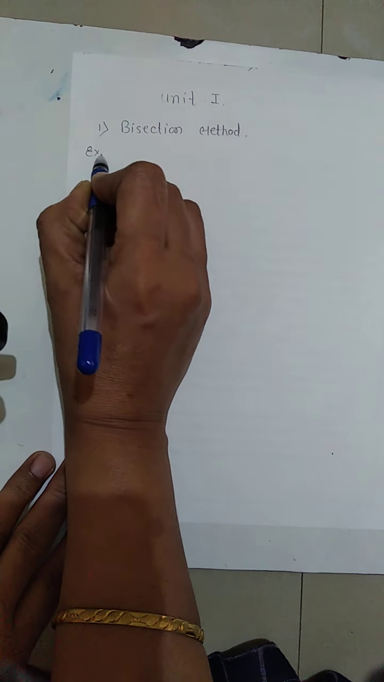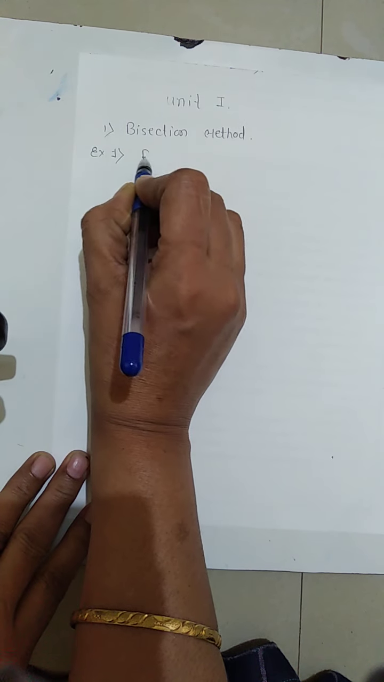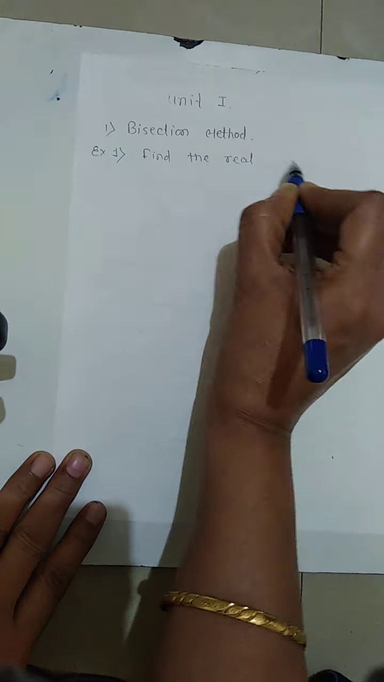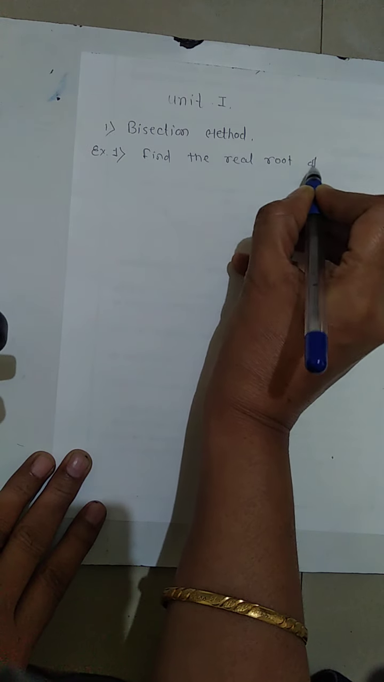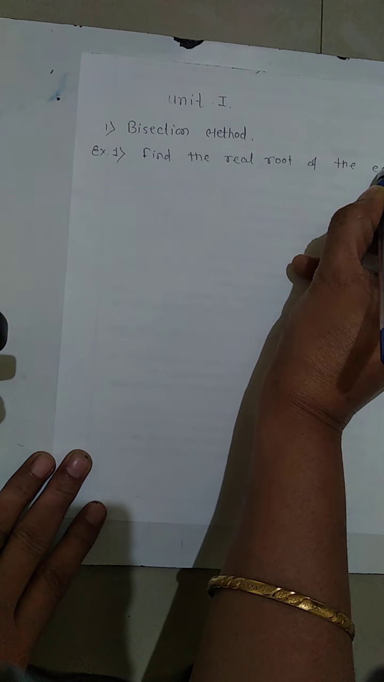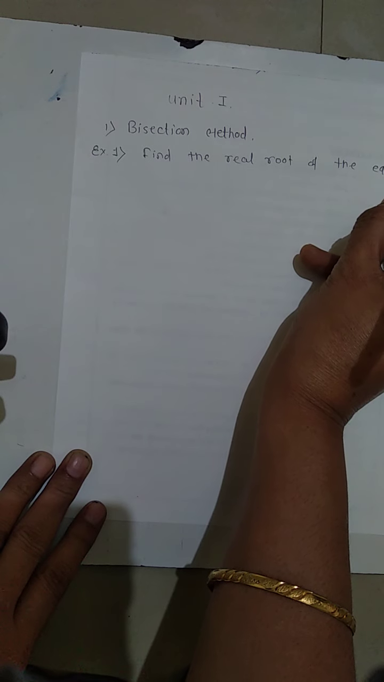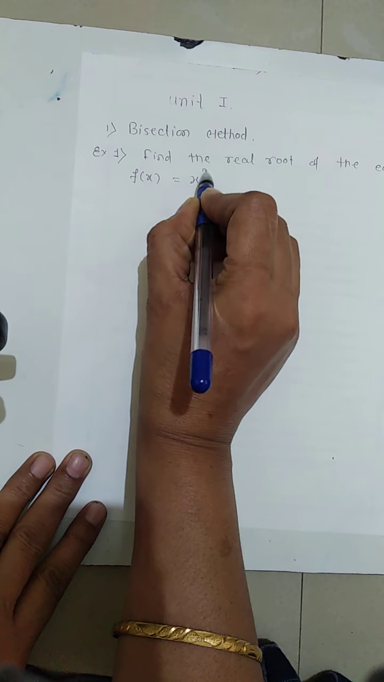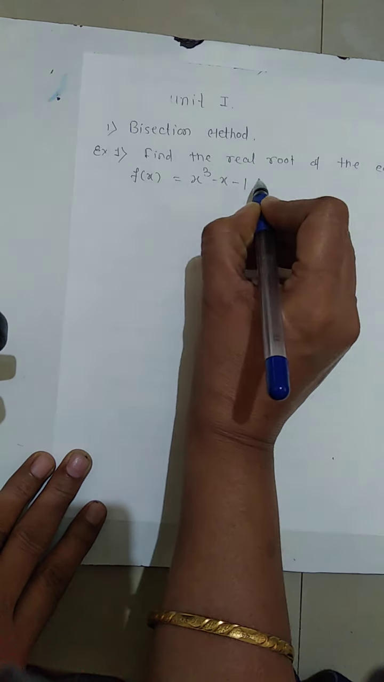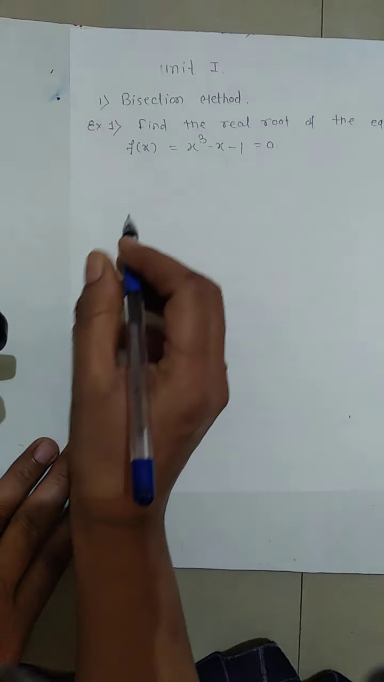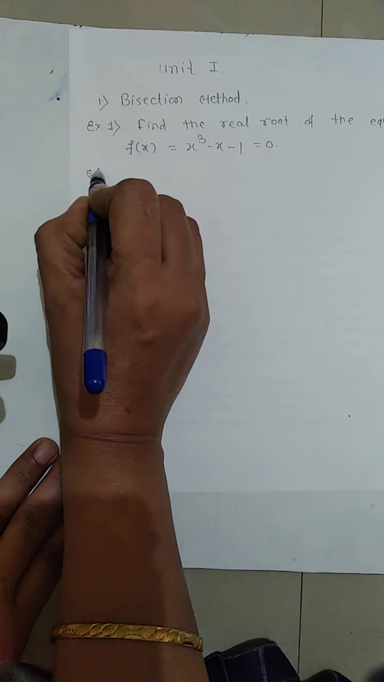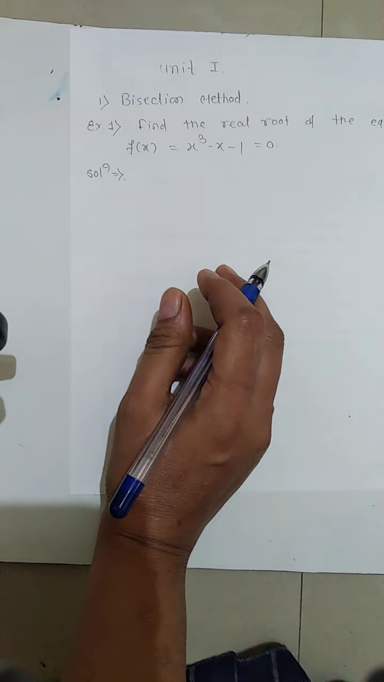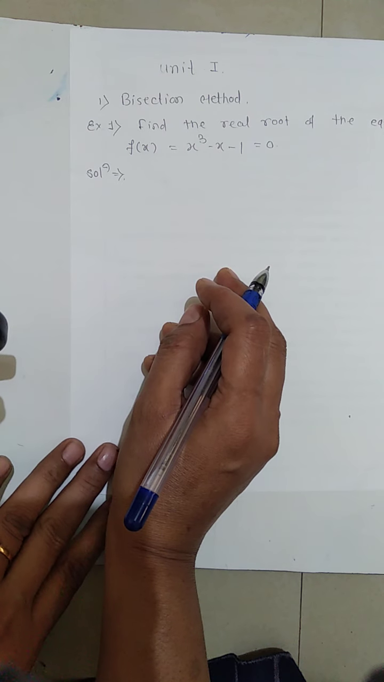First, write the problem. Find the real root of the equation f(x) = x^3 - x - 1 = 0. Then write the solution. In the previous lecture, we taught the algorithm of the bisection method and one example was given.